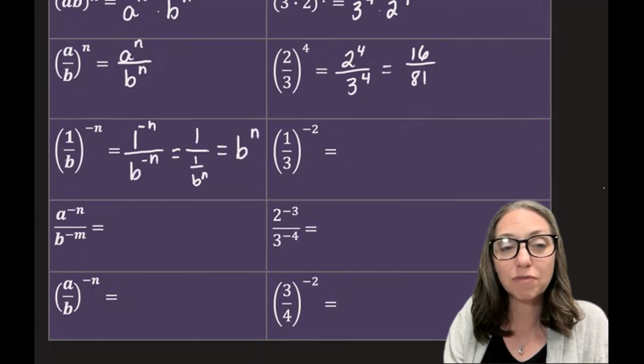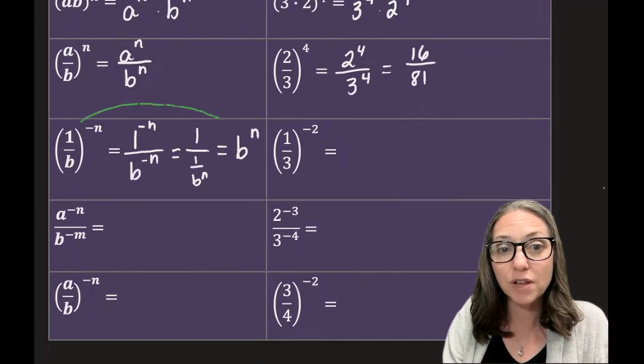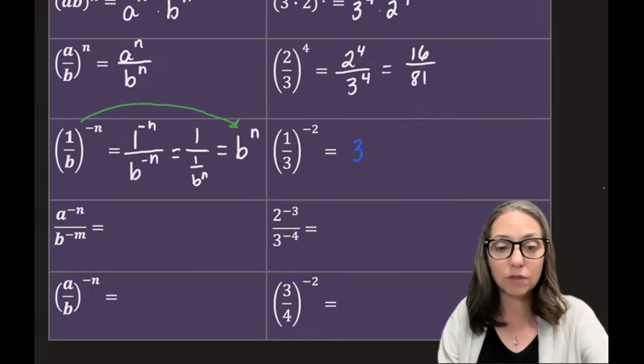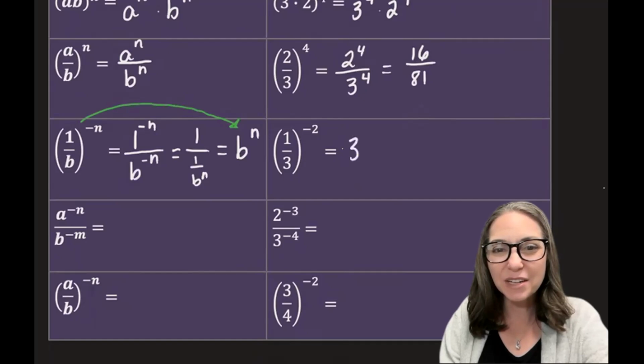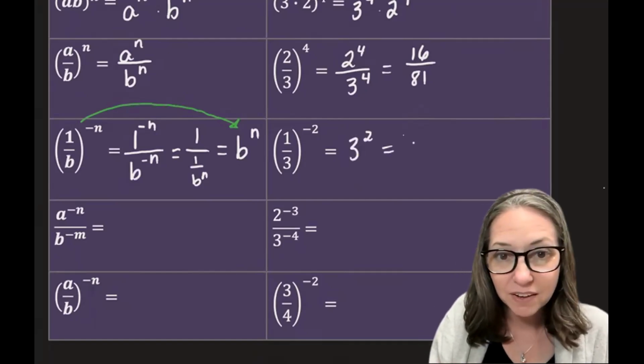So in other words, you flip the fraction and make the exponent positive. So we're going to just jump from here to here when we do this example. 1/3 to the negative 2 is 3 over 1, or just 3. Well, let's go back to white. There we go. 3 to the positive 2, okay? Which is 9, of course.